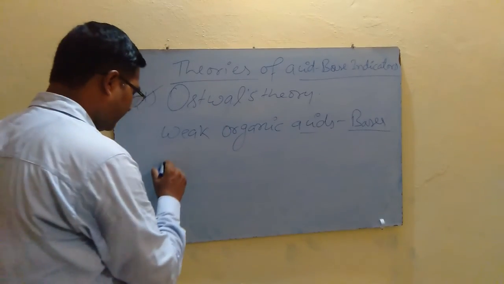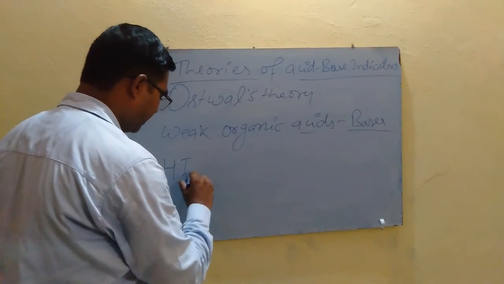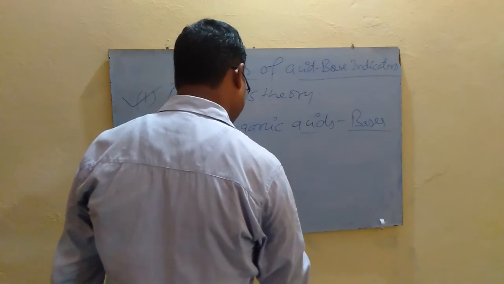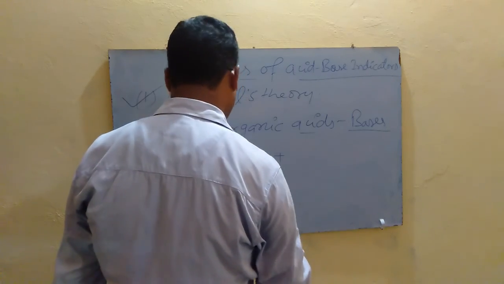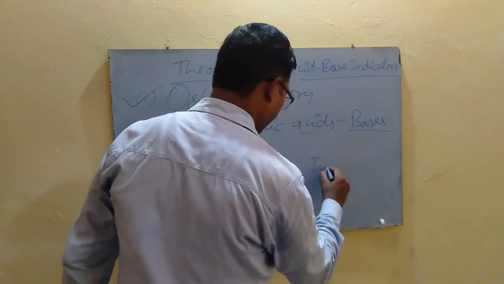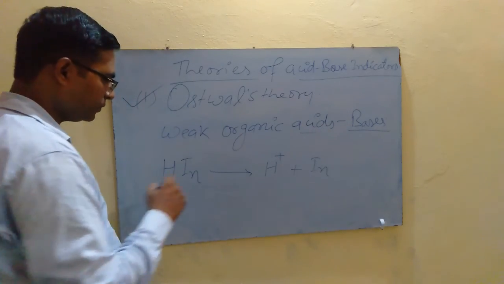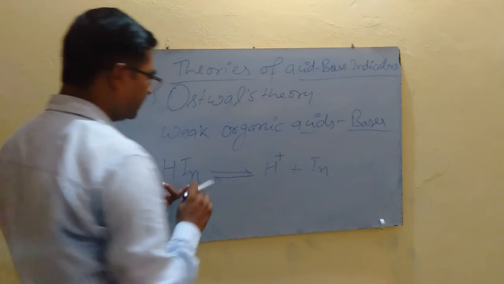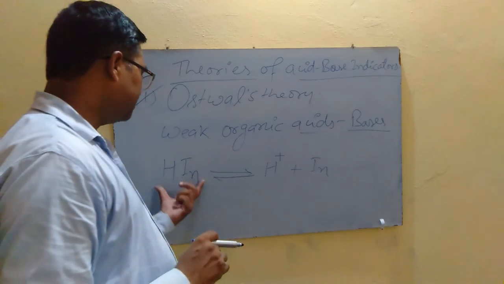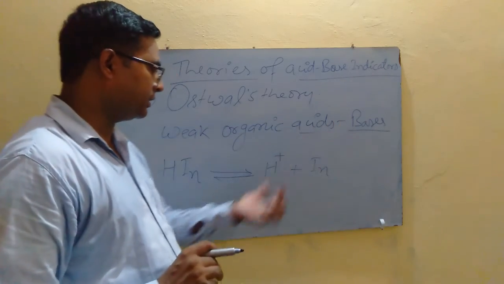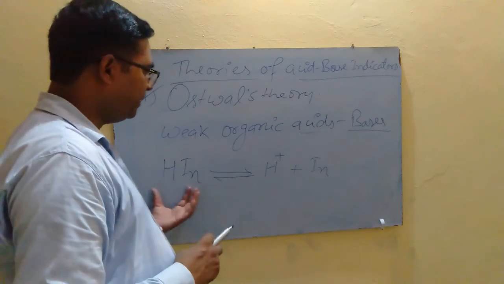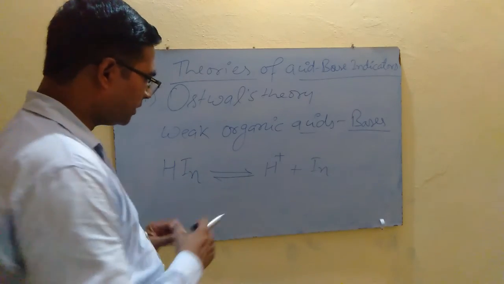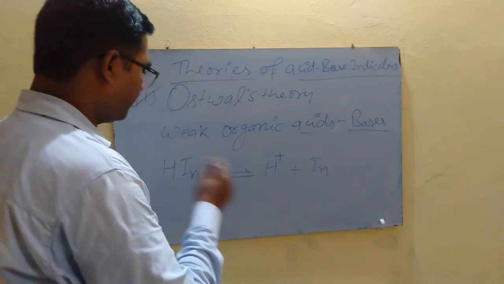For example, if HIn is an indicator, after its dissociation it gives H plus and In minus. As I have told earlier, these indicators are weak organic acid and base in nature, so they have limited ionization. So this reaction operates in both forward and backward direction.